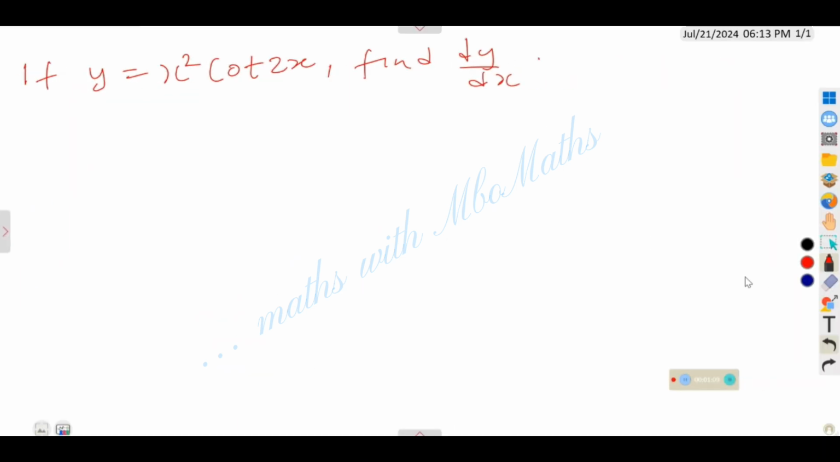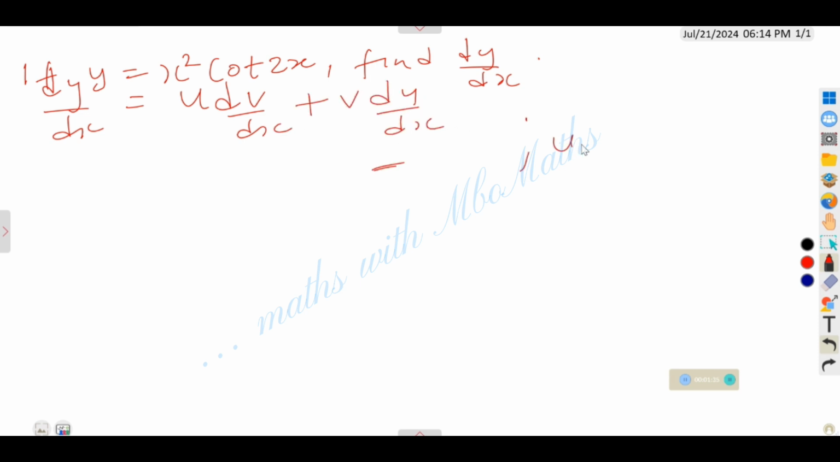Let's go. If we are to differentiate this, remember, this is coming from product rule, so our dy/ds will give us u dv/ds plus v du/ds. Our u is equal to s squared and our v is equal to cot 2s. So if we apply this rule, it's just a straightforward solution.